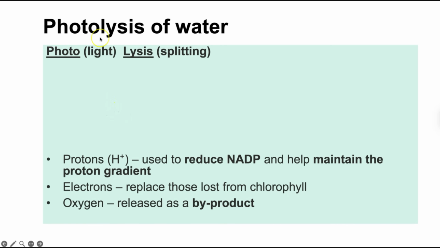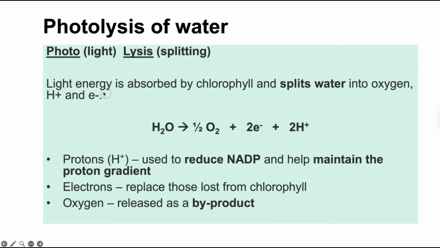Photolysis of water. Photo, if you see that in biology, it means light, lysis means splitting. So it is using light energy to split water. That is what photolysis is. And we've got an equation here. Water, and it's using the light energy, is split into oxygen, electrons, and protons, also known as hydrogen ions. The protons are going to be used to reduce NADP, and that helps to maintain a proton gradient in one of the later stages. Electrons, those are going to replace the electrons that get lost in chlorophyll in one of the stages we look at. Oxygen, this is a byproduct, it's not actually used.